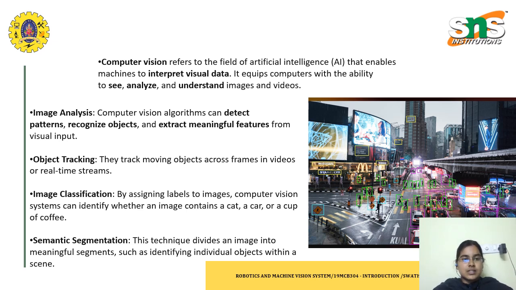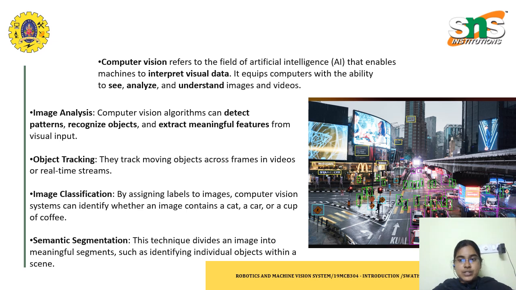Next one is object tracking. They track moving objects across the frames in the visual or real-time streams. Next one is image classification. By assigning labels to images, computer vision systems can identify whether an image contains a cat, a car, a cap, a cup of coffee, etc. So we have to differentiate the categories.